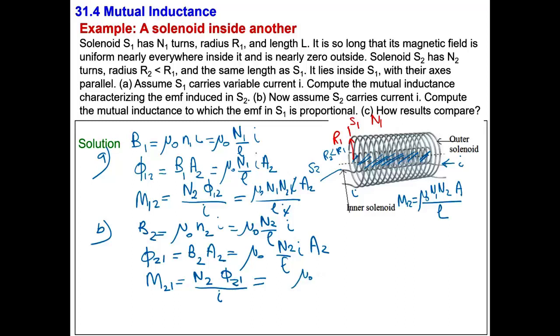I think we made a mistake. Sorry, we have to multiply by N1 here. The number of turns is N1. We did the flux through one single loop, so we have to multiply by N1. So it will become mu 0 N1 N2 I A2 divided by L times I. The I's cancel and we obtain mu 0 N1 N2 A2 divided by L. Same value.